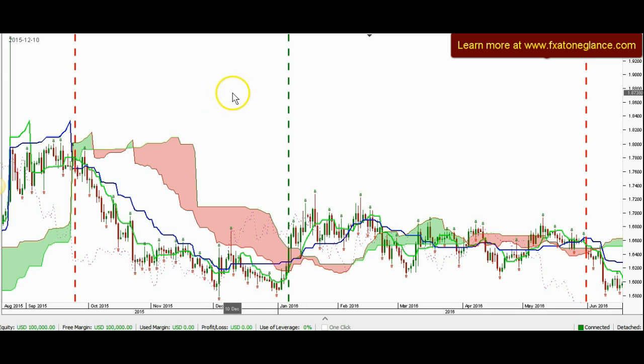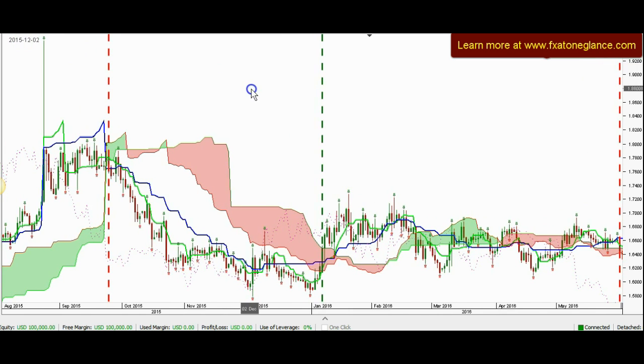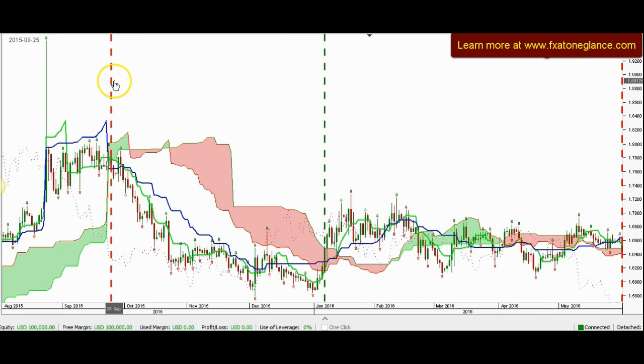All right, so we're looking here at the Euro New Zealand dollar daily time frame. So what I want to show you here is this red dashed line. When I see this red dashed line, that's where the market went below the cloud on the daily time frame. So that's making this a bearish bias, and this green dashed line is where it went above the cloud on the daily time frame. So it turns from a bearish bias to a bullish bias.